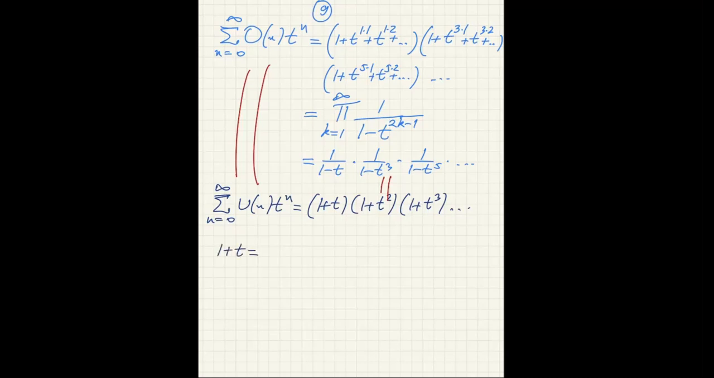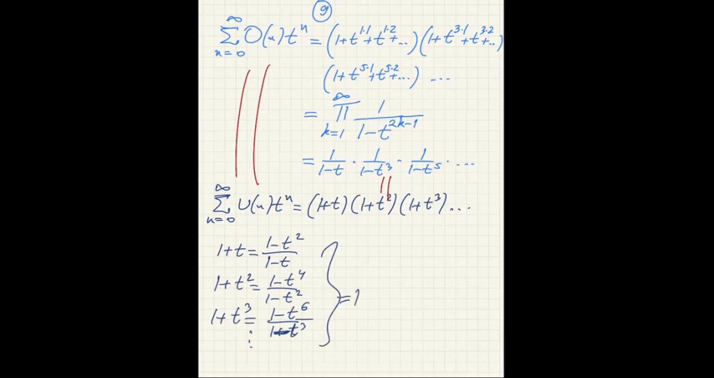You have 1 plus t is 1 minus t squared divided by 1 minus t. 1 plus t squared is 1 minus t to the 4 over 1 minus t squared. 1 plus t cubed is 1 minus t to the 6 over 1 minus t cubed, and so on. And when you multiply them together, we get that the product of all these factors, which is the same thing as this one here, will equal, things will start canceling out.